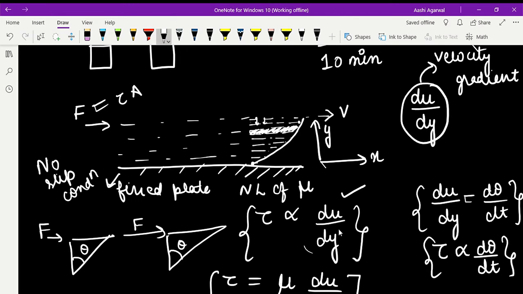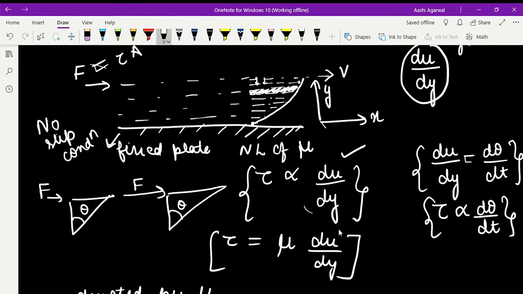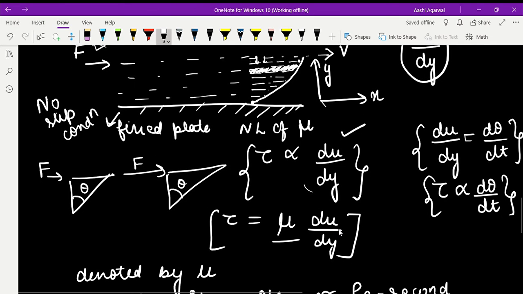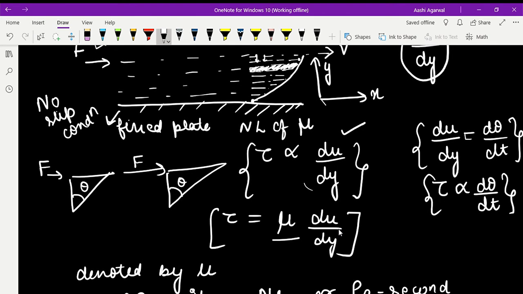But when you move to the top, this effect reduces, and the maximum effect of this shearing force will be observed at the top. Layer by layer, due to transfer of forces, this resistance comes. Now, when you remove the proportionality sign, there will be one constant, mu, which is nothing but a constant of proportionality called viscosity. So this is viscosity, represented by mu.